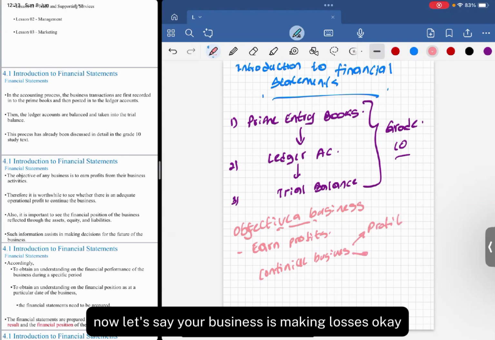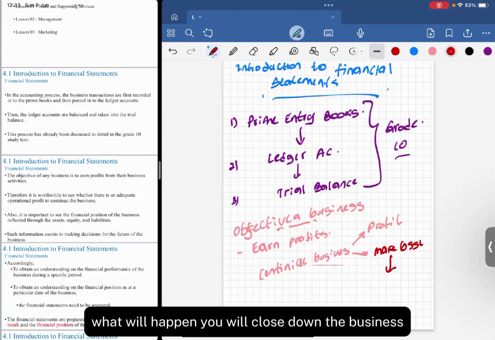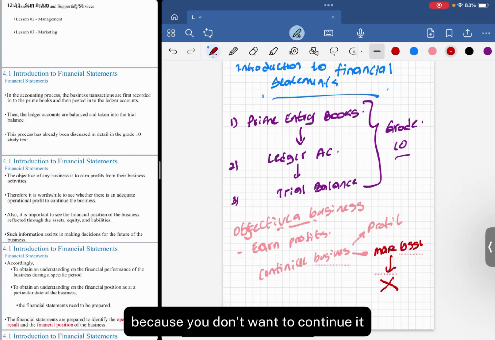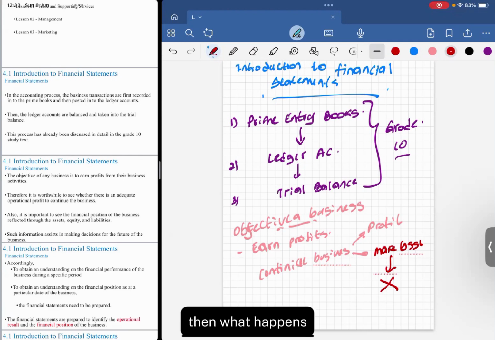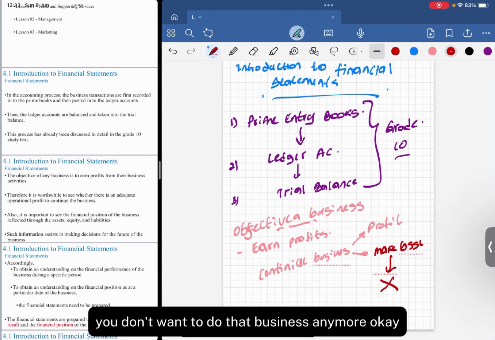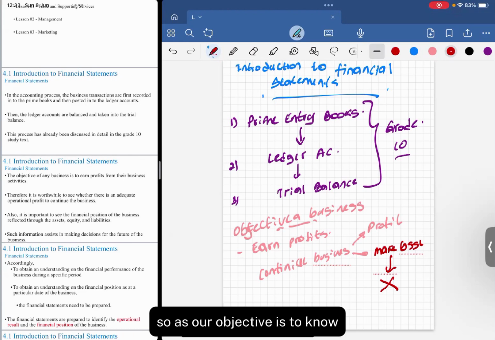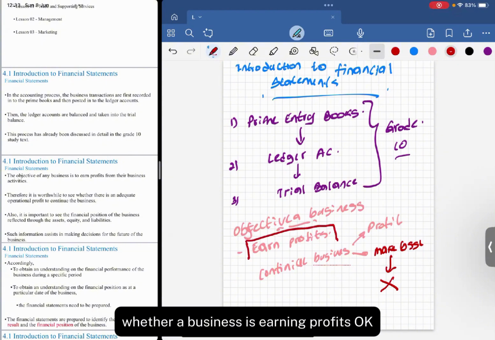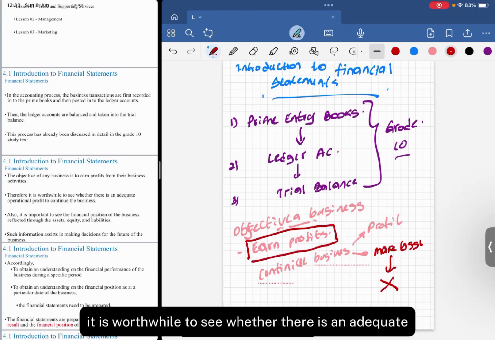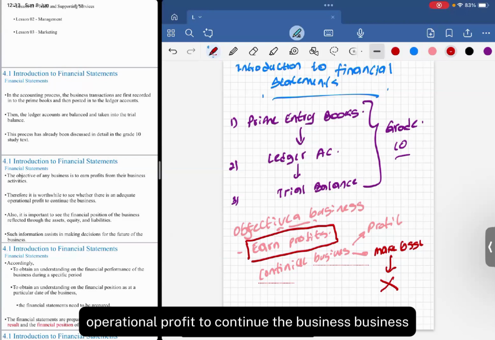Now, let's say your business is making losses. If your business is making losses, what will happen? You will close down the business because you don't want to continue it. Let's say you are doing a business and you are consistently making losses. Then you don't want to do that business anymore, so you will be closing off that business. So as our objective is to know whether a business is earning profits, it is worthwhile to see whether there is an adequate operational profit to continue the business.